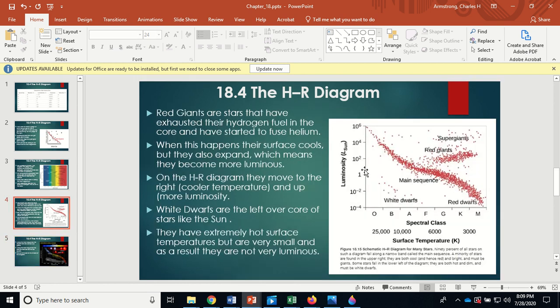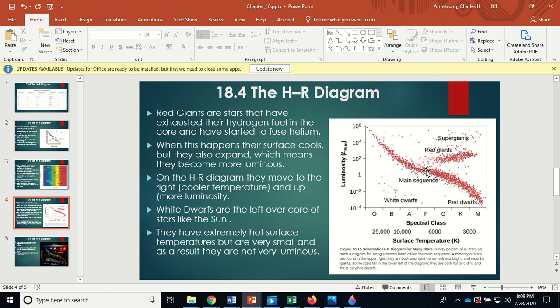So there's one, and these are relative to the sun. This guy's 100 times the luminosity of the sun. This is 10,000 times the luminosity of the sun. This is 0.01 times the luminosity of the sun. The red dwarfs are not very luminous. The sun would sit right about there, right in the middle of everything. That's basically the type of questions it would have there.